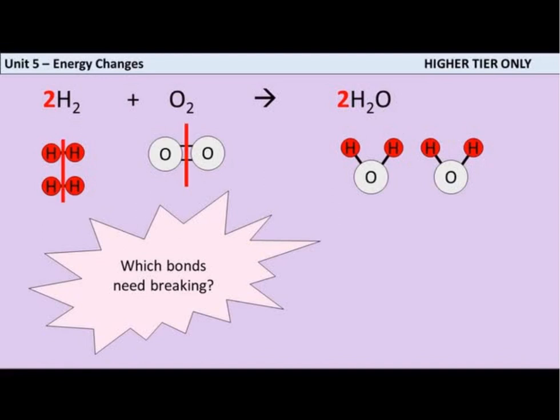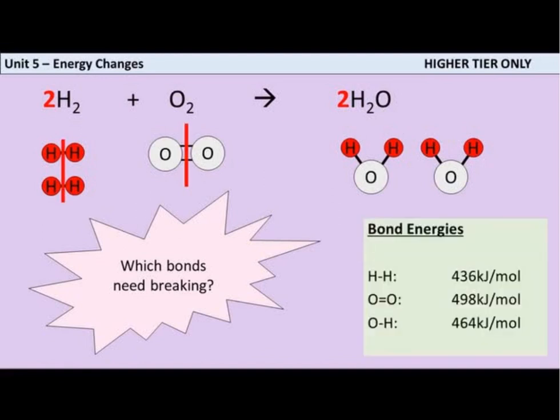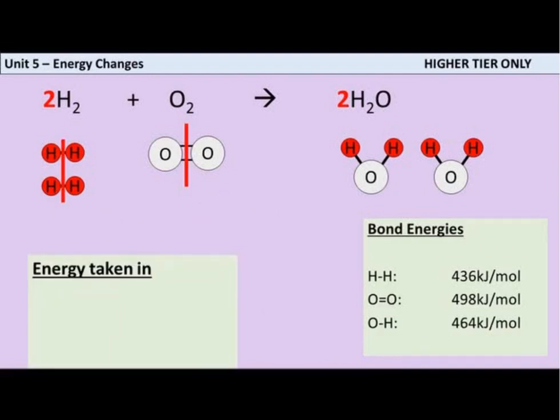So even though I could just go, oh, hydrogen's worth 436, I'll do 2 times 436, what I would personally always do is cross out the first one and write 436, and then cross out the second one and write 436 again. I know this sounds really patronising, but when you get a more complicated molecule, it's going to stop you from making silly mistakes.